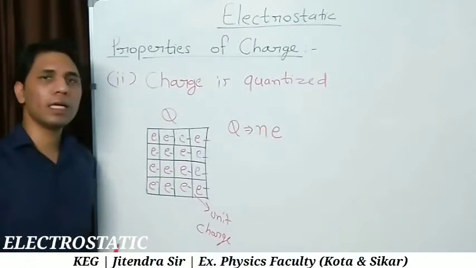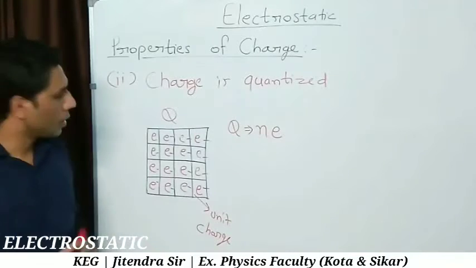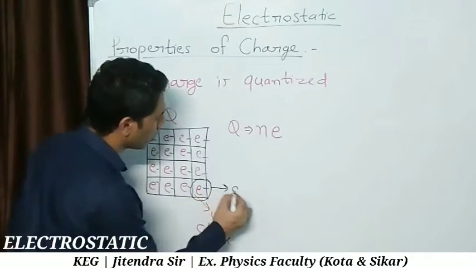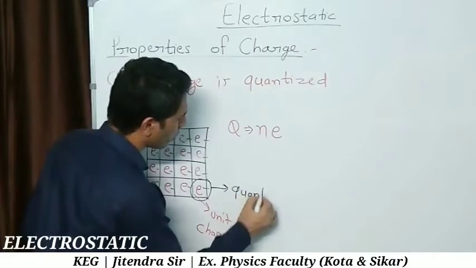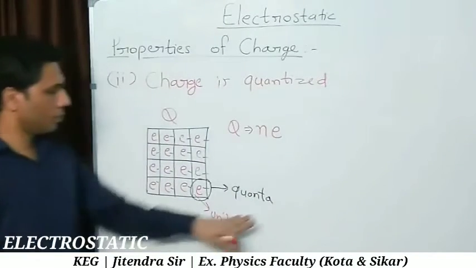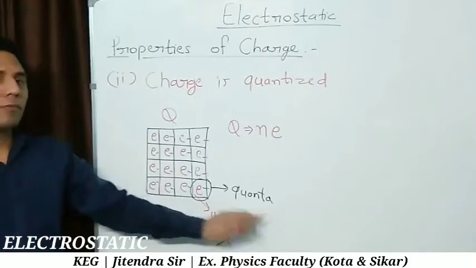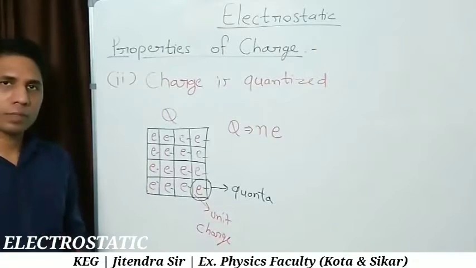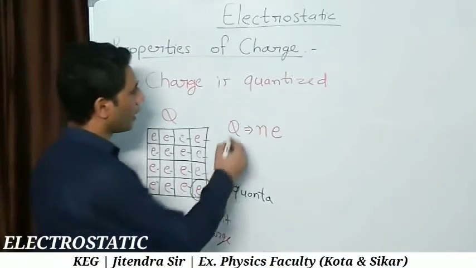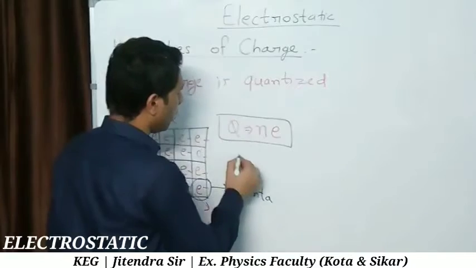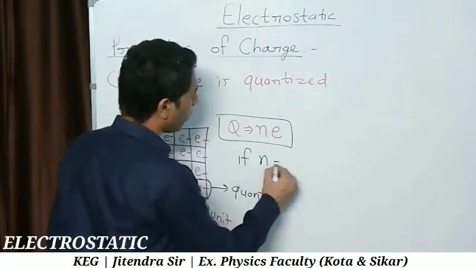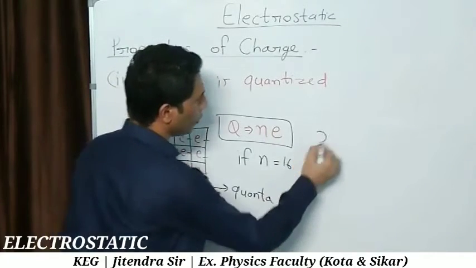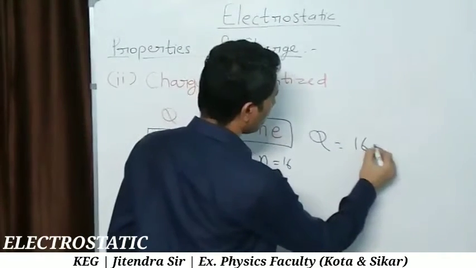Or we can say 16 quanta. These blocks are called quanta. Is it clear? And one quanta has the value of unit charge. Is it clear to you? So we can write Q equals NE. If the number of blocks or quanta is 16, then Q will be 16E.